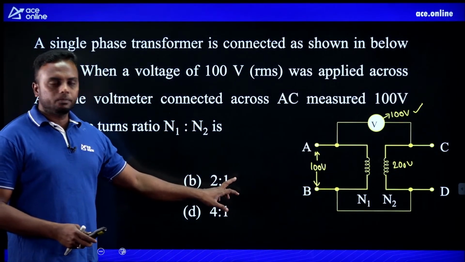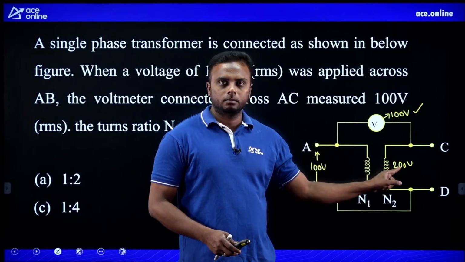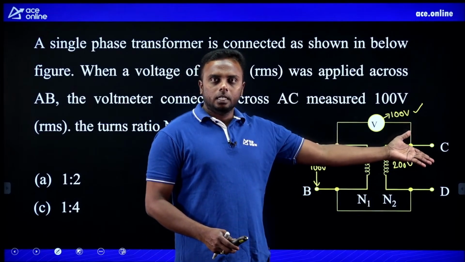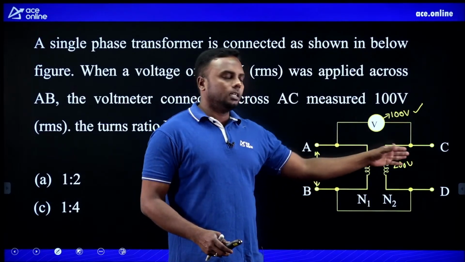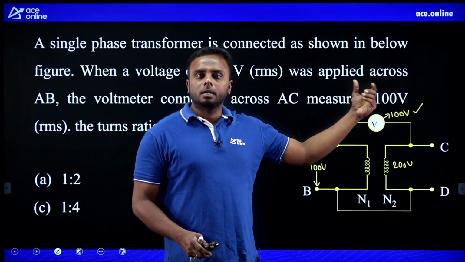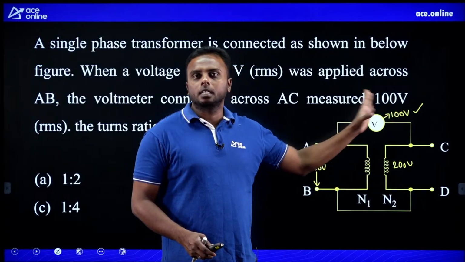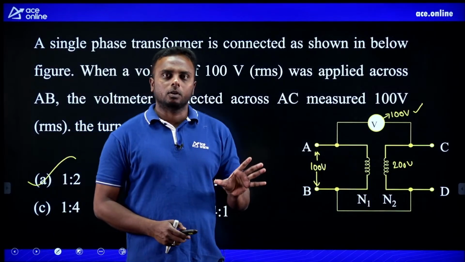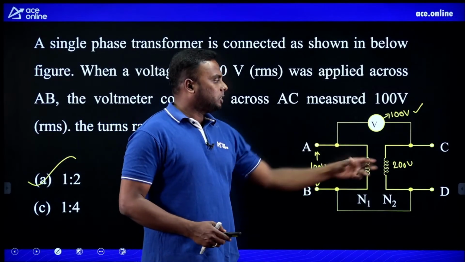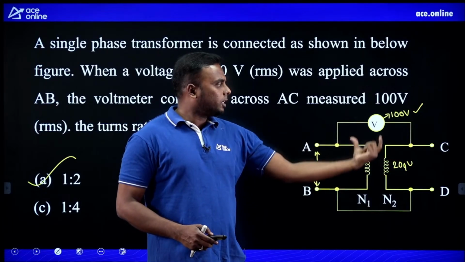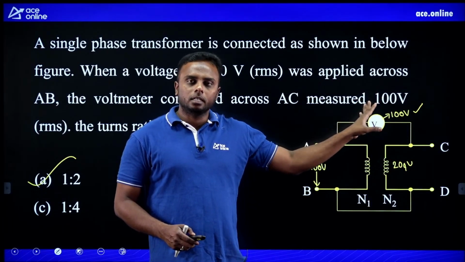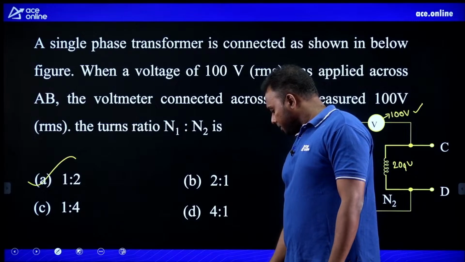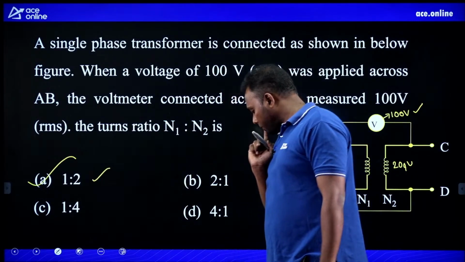If you take 2:1, with 100 volts here, 50 volts will come. 2:1 means 2 turns here, 1 turn there. For 2 turns voltage 100 means 1 turn is 50. Then 100 minus 50 is 50, 100 plus 50 is 150. You never get 100. So only one option will satisfy here, that is 1:2. Like that we have to check from the options. The voltmeter reads the difference. Okay, clear? Option A is correct, 1:2 turns ratio.